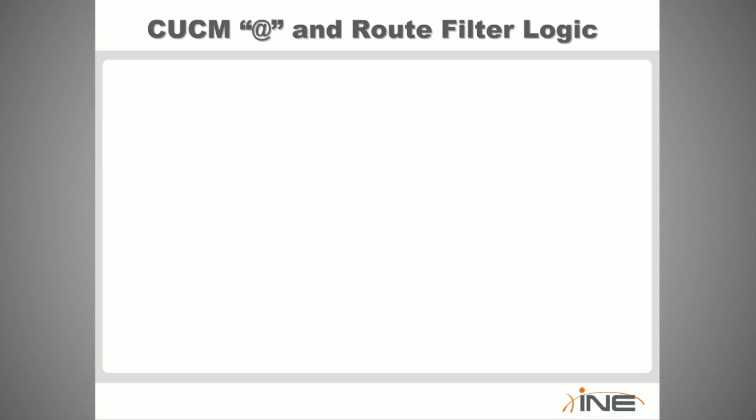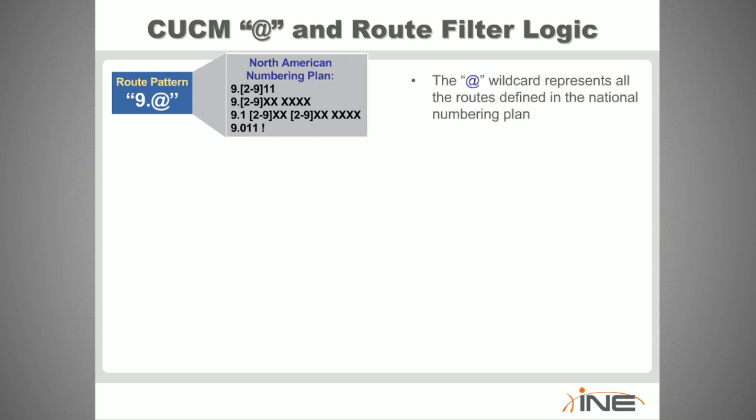So looking at the @ symbol and route filter logic, we're not going to go too much into route filters and numbering plans, but we do need to have at least a basic understanding, and if desired, we can certainly look more at those at a later time, but we'll definitely look at the basics. So if we have a route pattern such as 9.@, and this is much more specific to the North American numbering plan.